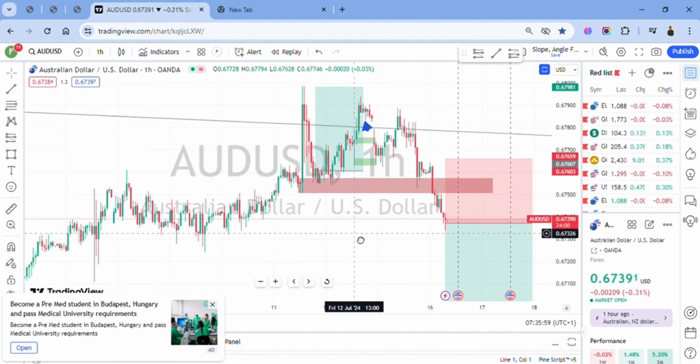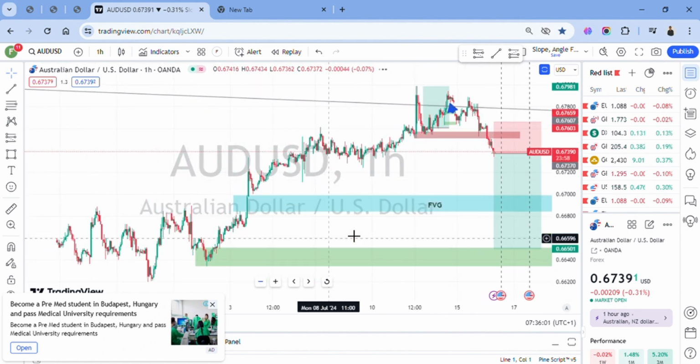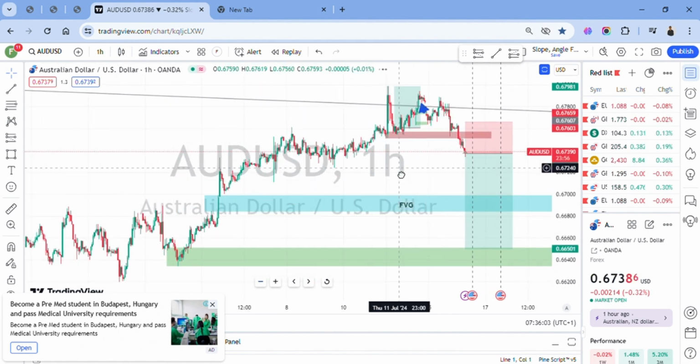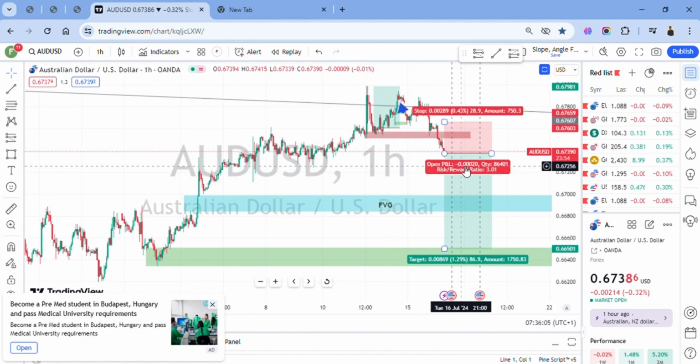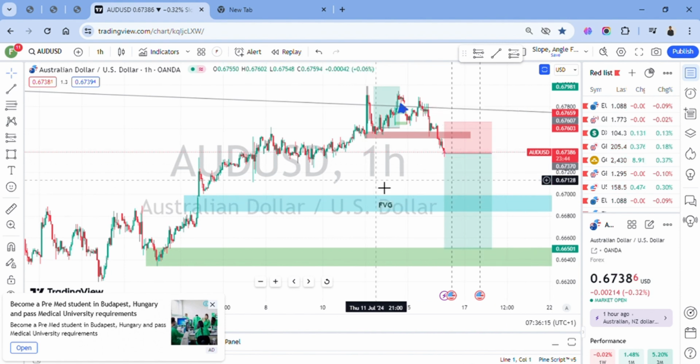So that's just that on Australia US dollar. We've taken this trade, and we're risking about 28 pips to get about 87 pips. So that's a very good trade for risk management. So let's see how the trade plays out.